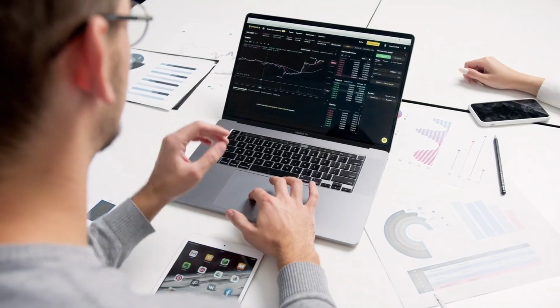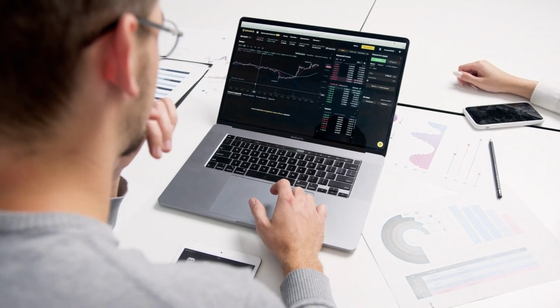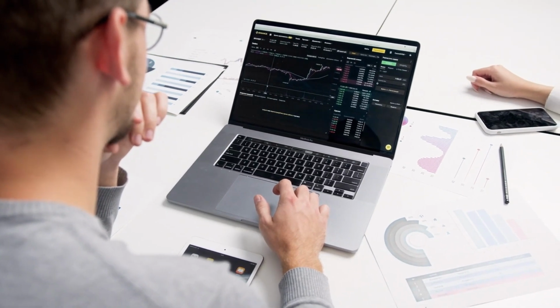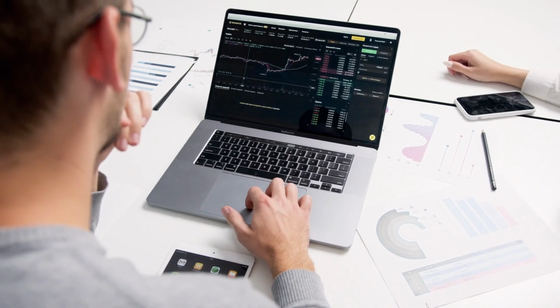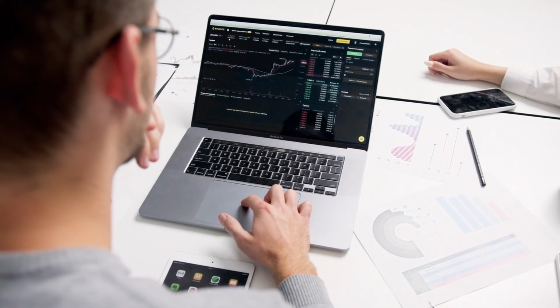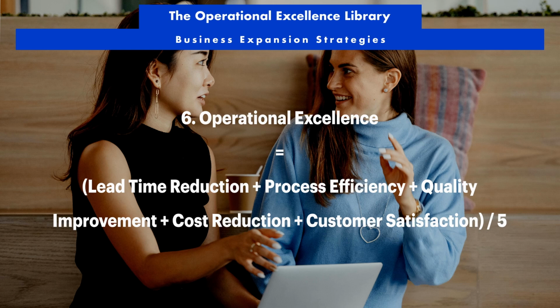Examples of KPIs that may be relevant in this context include lead time reduction, measured by the average time taken to complete a process or deliver a product or service. Process efficiency, measured by the percentage of waste reduction, productivity improvement, or capacity utilization. Quality improvement, measured by the defect rate, customer satisfaction, or quality metrics. Cost reduction, measured by the reduction in operational costs, material waste, or energy consumption. Customer satisfaction, measured by customer feedback, net promoter score, or customer retention rates.